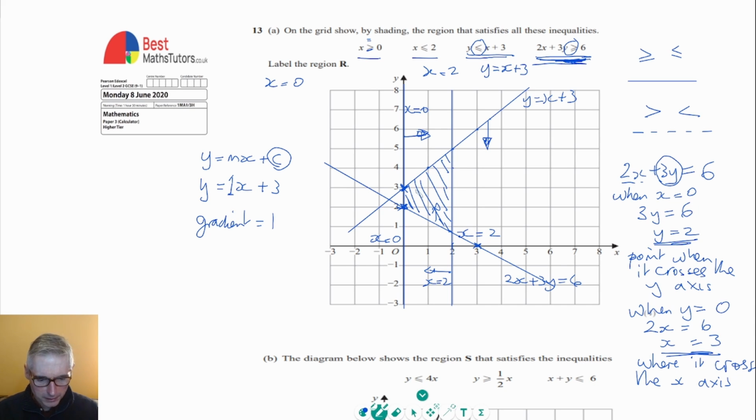And I'll just make the point again that these lines are solid lines because all our inequalities actually had the equals bit as well. If they didn't have, we'd have actually represented that region as a series of dotted lines to show that the shaded region didn't include the line itself.